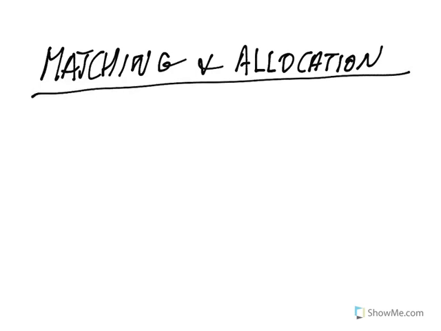Okay, today what we're looking at is what's called matching and allocation. So we're going to match up things and then allocate jobs or tasks or whatever. So what we do for these is we use things called bipartite graphs.